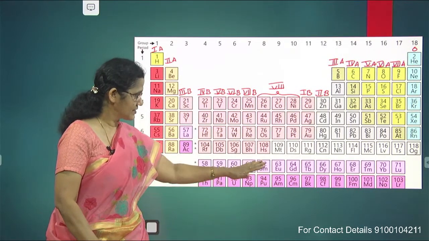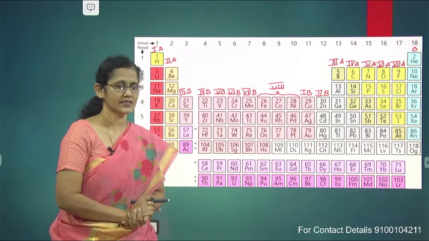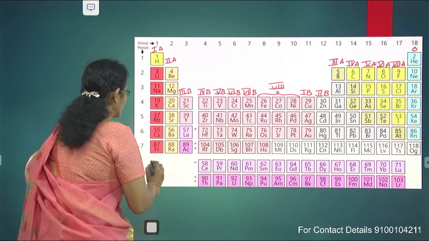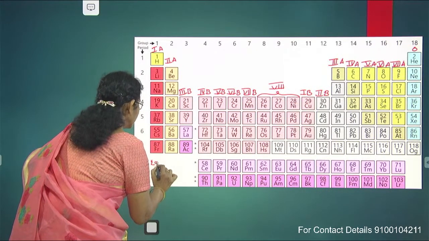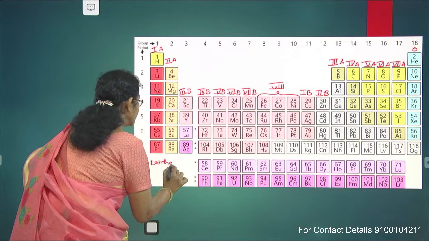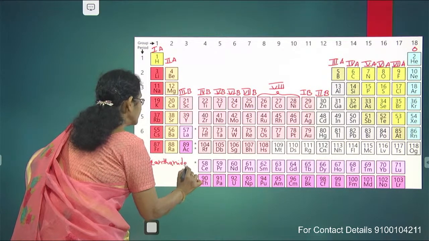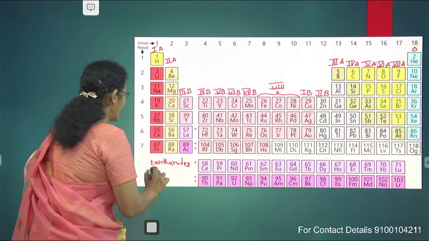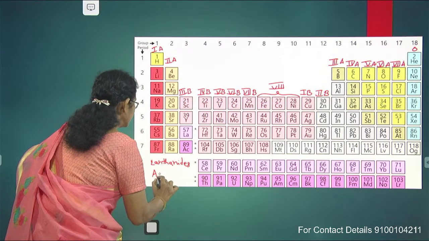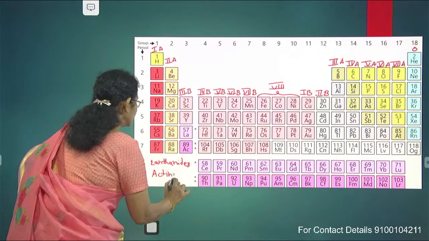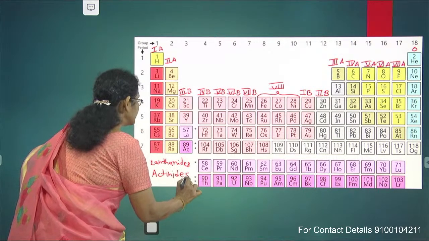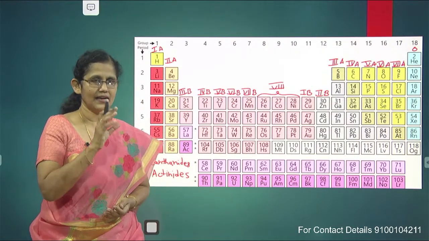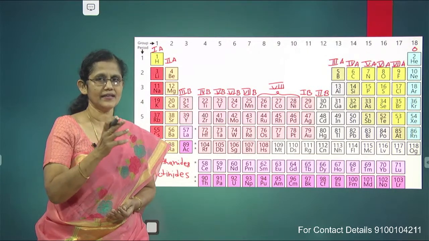The F block elements are placed separately below the table. The 14 elements from cerium to lutetium, they are called lanthanides. The 14 elements from thorium to lawrencium, they are called actinides. So, this is about long form of periodic table classification into periods and groups, right.